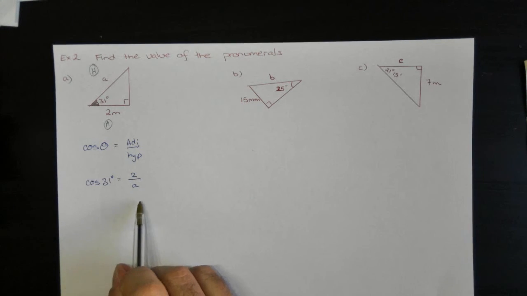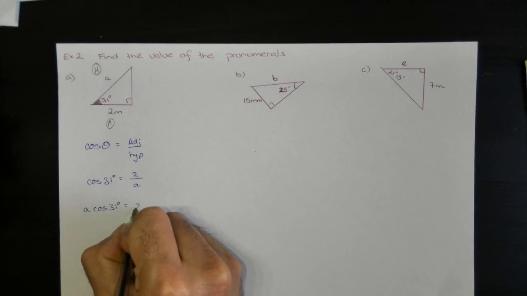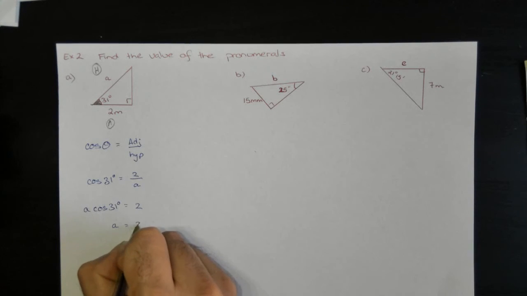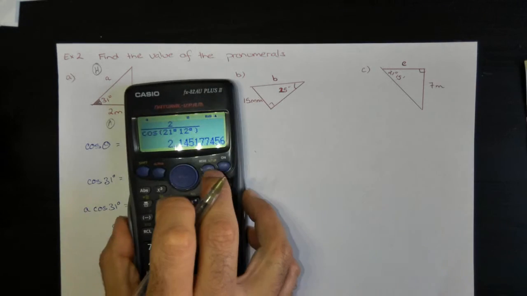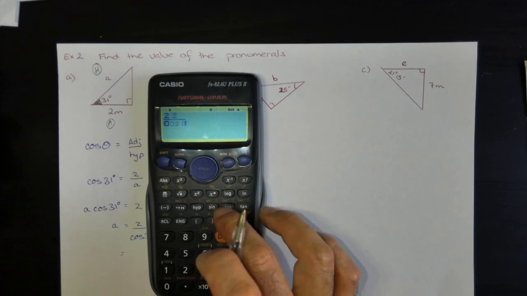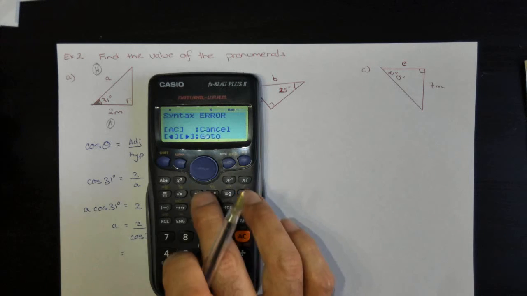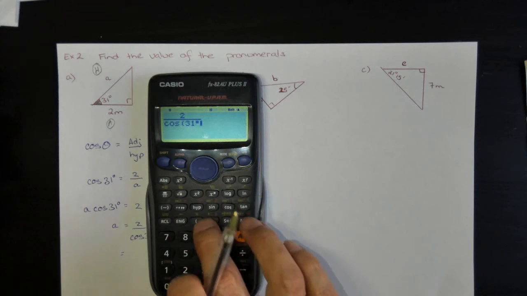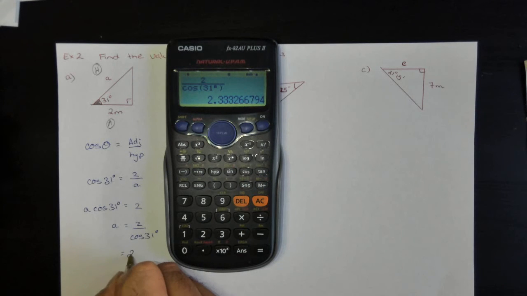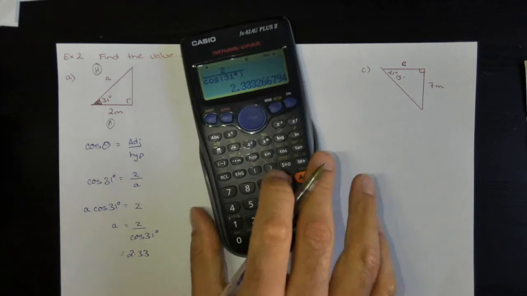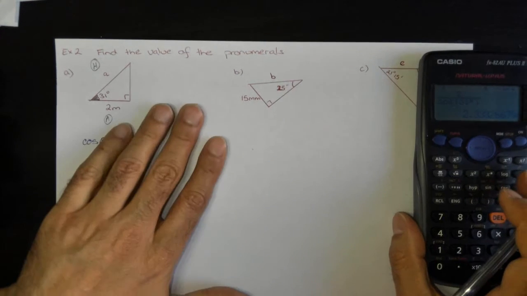Very similar to what we did before. We multiply both sides by A, and then we divide by cos 31. Using our calculator, 2 over cos 31 degrees. If I don't close the bracket, I get a syntax error. So just go back and close it. So I get 2.33 meters to 2 dp. Okay.